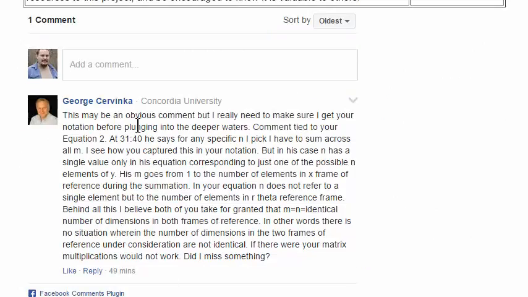And today I got my first question from George Cervinka. Actually, I have talked to him on the phone, so I got some clarification on this question. He asked if both of us were taking for granted that m equals n equals an identical number of dimensions, and yes, we are. If we have a two-dimensional coordinate system, then we might have x comma y in one coordinate system and r comma theta in the other coordinate system.